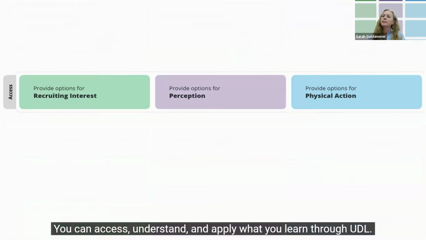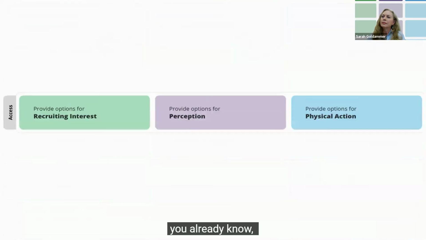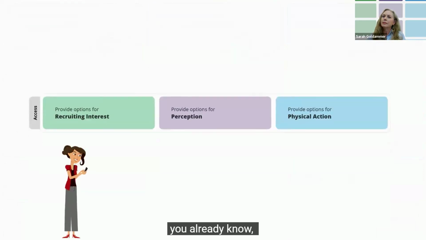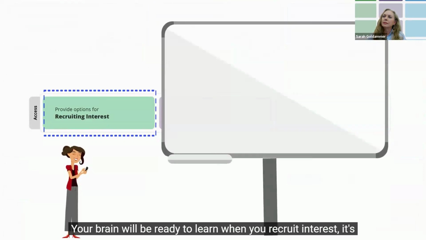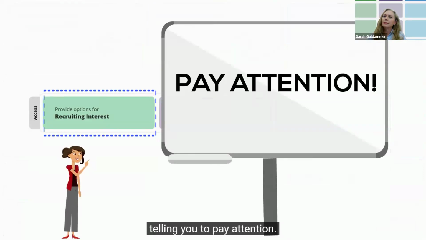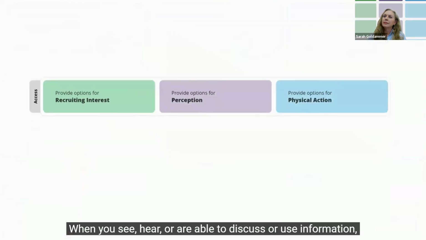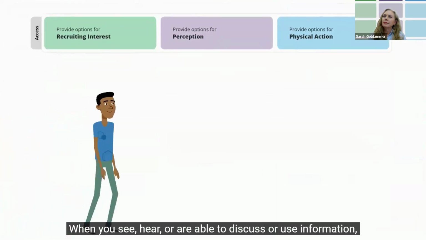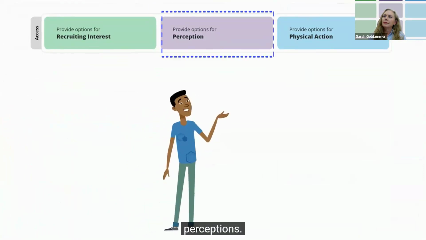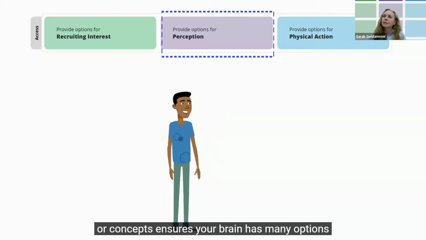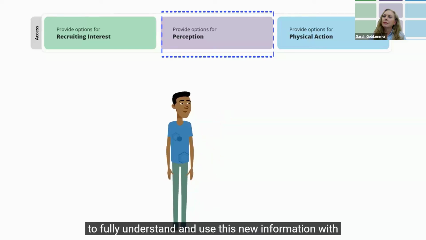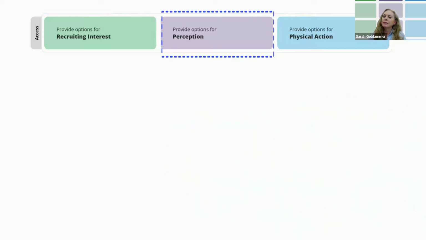You can access, understand, and apply what you learn through UDL. When you see how what you are learning is similar to something you already know and could be applied in a valuable way in your life, you will recruit interest. Your brain will be ready to learn when you recruit interest. It's like a flashing billboard telling you to pay attention. When you see, hear, or are able to discuss or use information, then you have valuable perceptions. Having a variety of ways to access information or concepts ensures your brain has many options to fully understand and use this new information with what you already know.